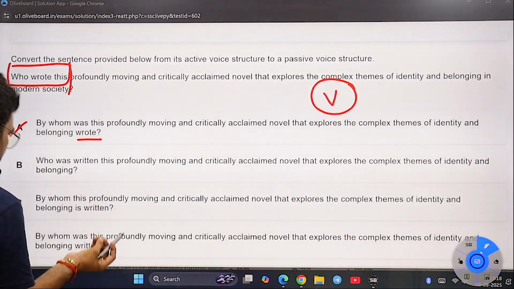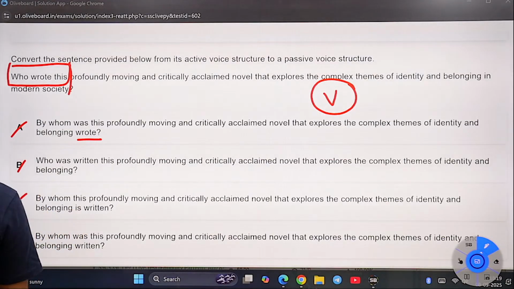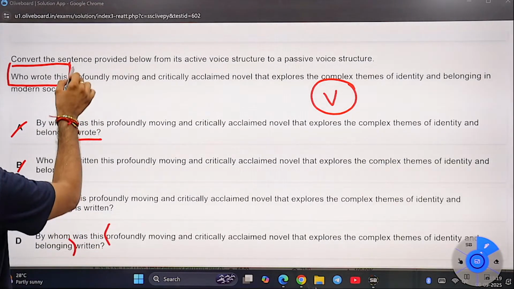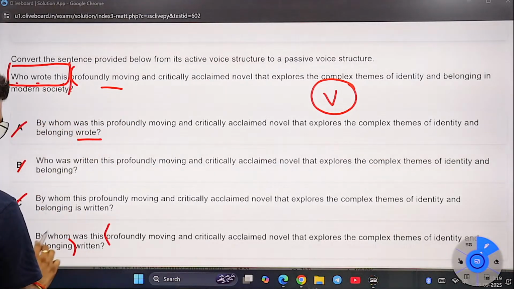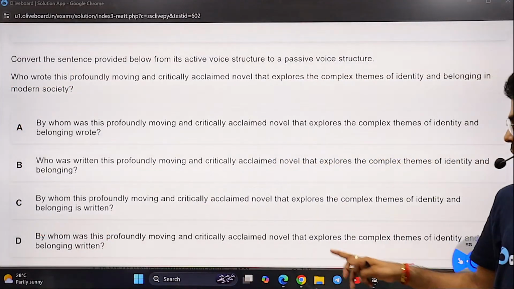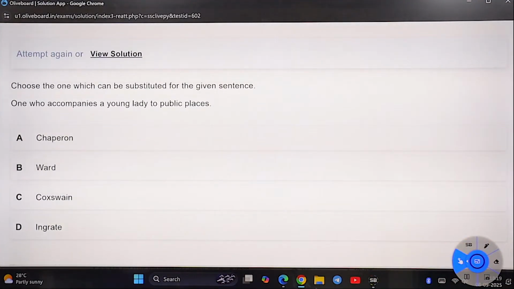What about the subject then? By whom. What about the auxiliary then? By whom was this written? Dropping that content in between. Who wrote this? By whom was this written? Precise. Need not be confused. Oh, that's a long statement. That was a lot tricky.